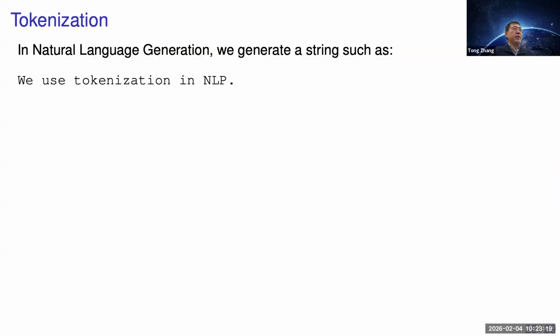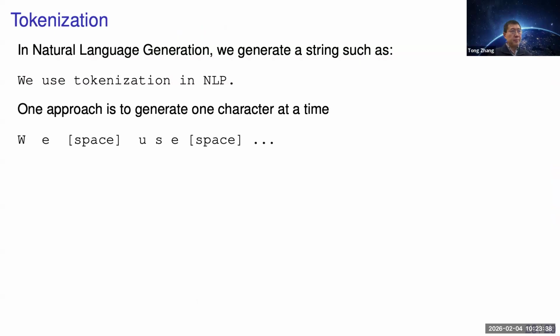Tokenization. In natural language generation, we generate a string. Essentially, it's an arbitrary string, whatever it is, and in different languages too. It can be Unicode, but for now we look at ASCII. So one approach is this: we generate one character at a time. There are actually two approaches.